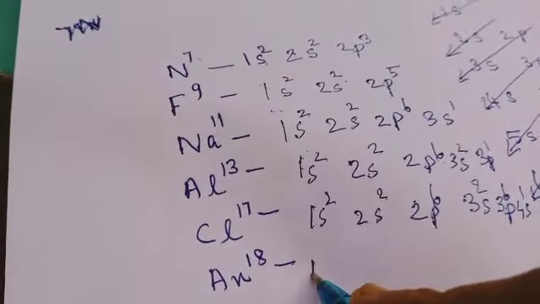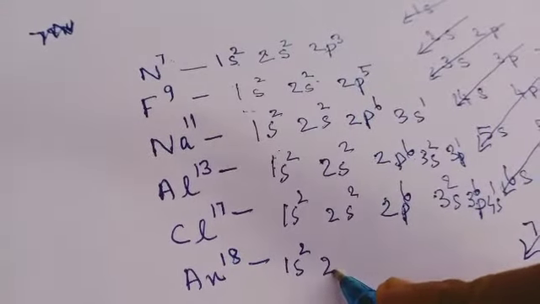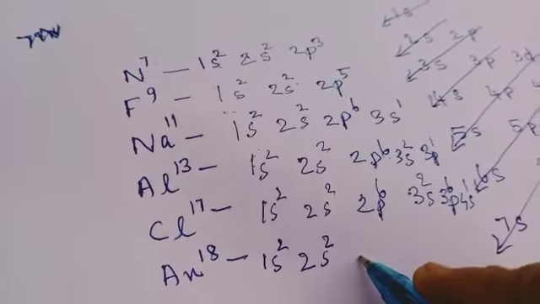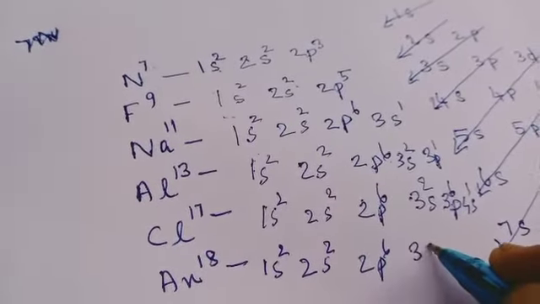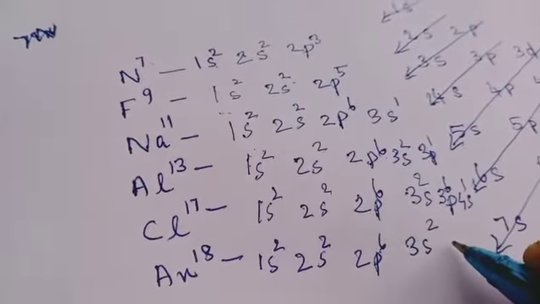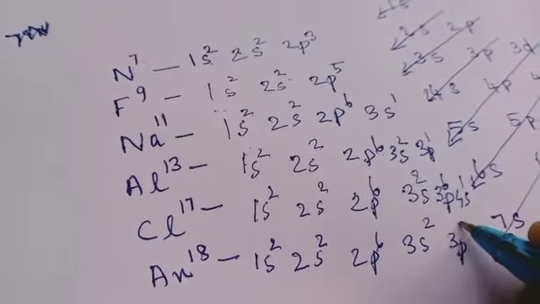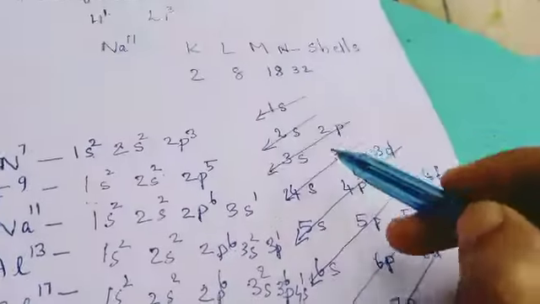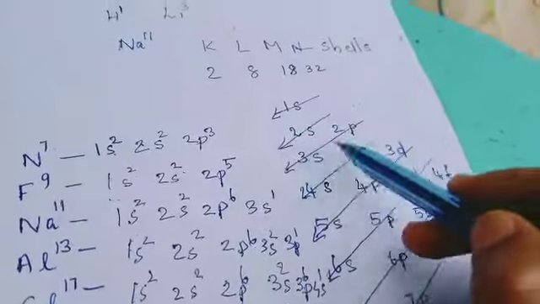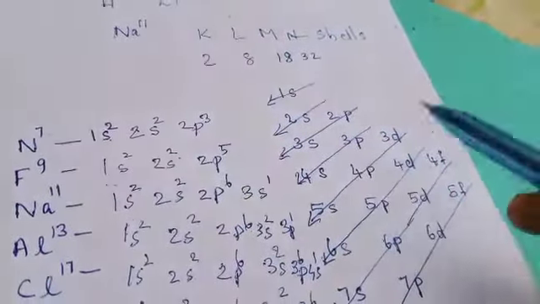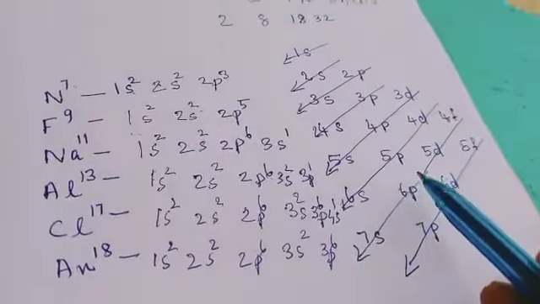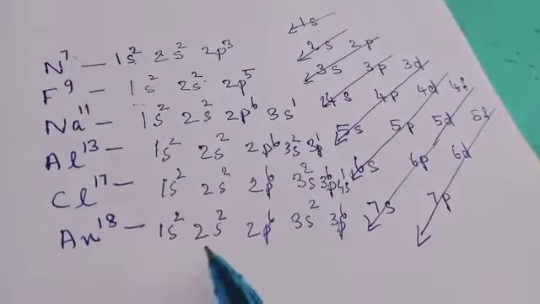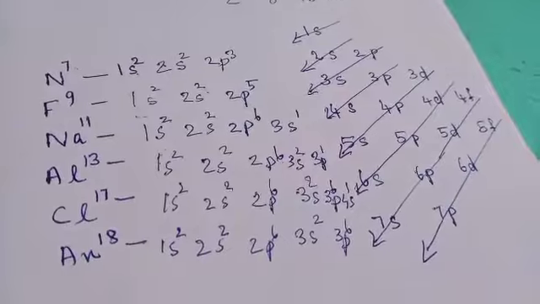The next one is argon: 1s2, 2s2, 2p6 and 3s2, that is 18 in total, then 3p6. According to this pattern we have to write each and every subshell, and then we can write the electronic configuration of each element. Thank you, students.